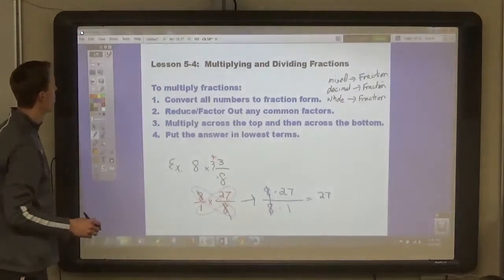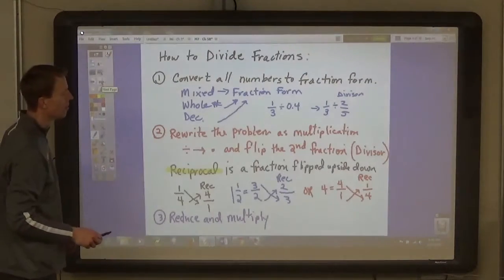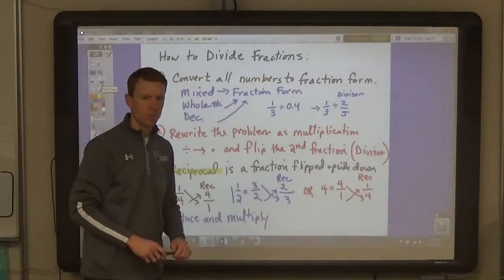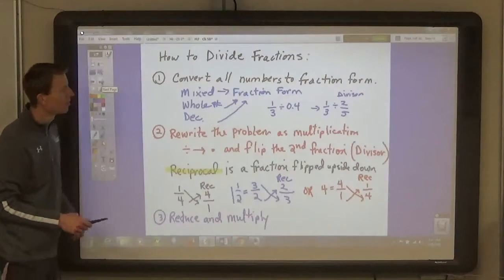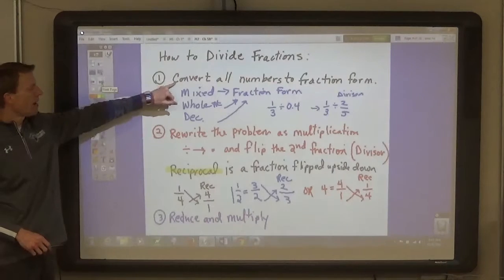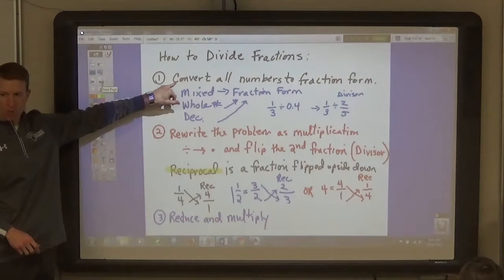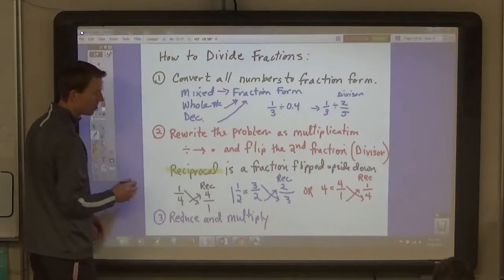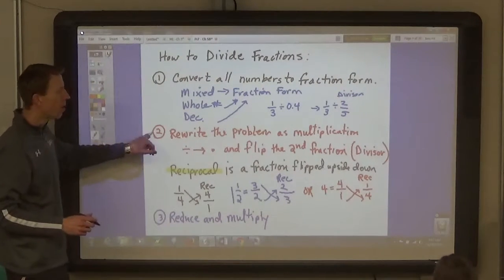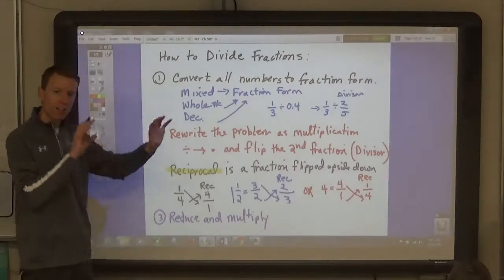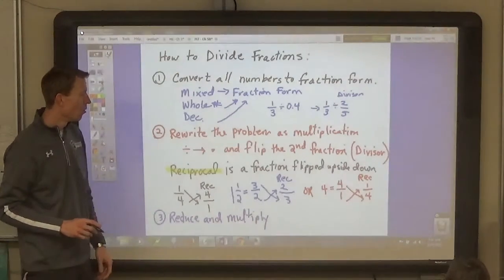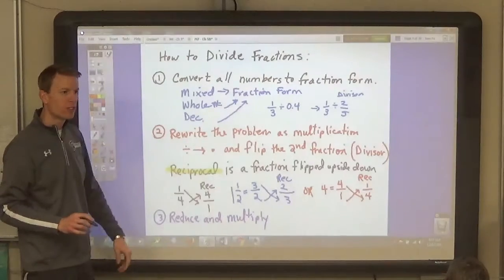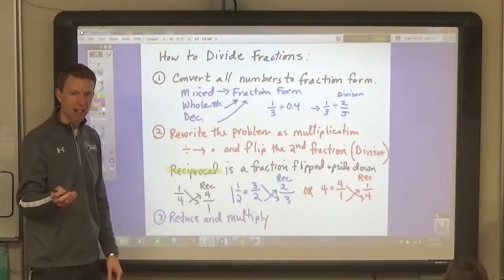Now, let's go on to dividing fractions. Copy down these examples. You already have the numbers in fraction form, so that part is the same, okay? Here's the part that's different. Instead of dividing the fraction, what you have to do is use the reciprocal of the second number.